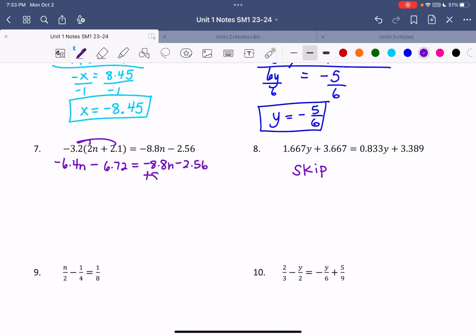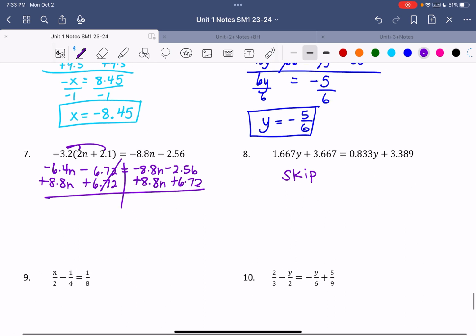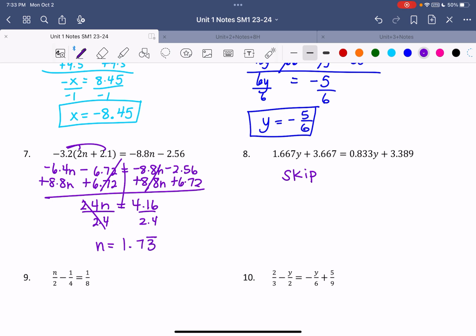Now let's move our variables. So 8.8n gets added. And then we're going to add the 6.72. Okay, we can use our calculator to help us. We cancel out that one. We cancel out that one. We get 2.4n. And that equals 4.16. Then we can divide by 2.4. And this time we get the repeated decimal, 1.73, and the 3 repeats.